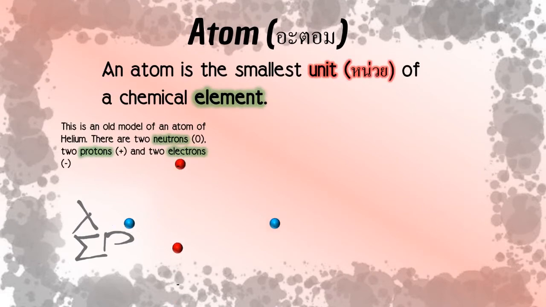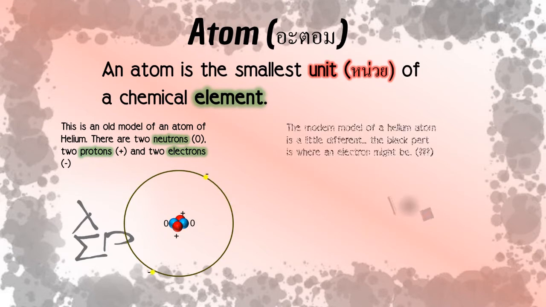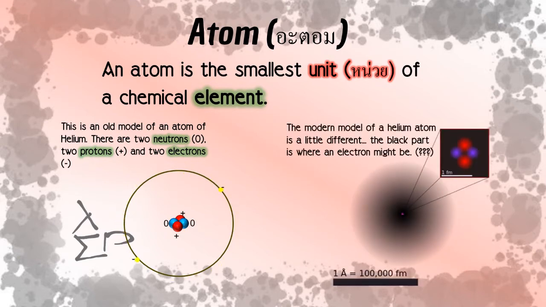Atom. An atom is the smallest unit of a chemical element. They are very, very small. Even 1,000,000 of them would be too small for us to see. Inside the atom are protons, neutrons, and electrons. We used to think that electrons orbited the nucleus like planets in the solar system, but today it is much stranger. We know where the electron might be, but we don't really know where it is.